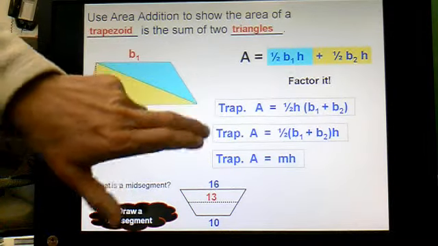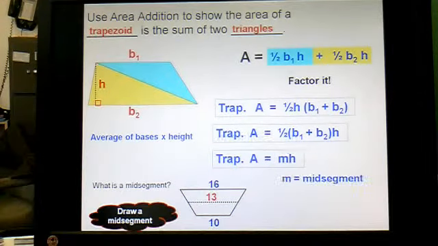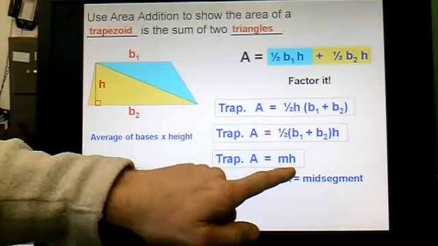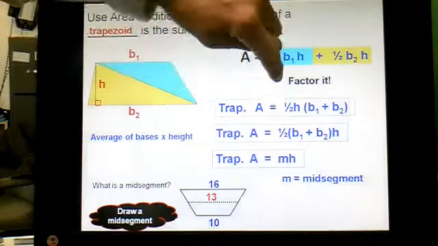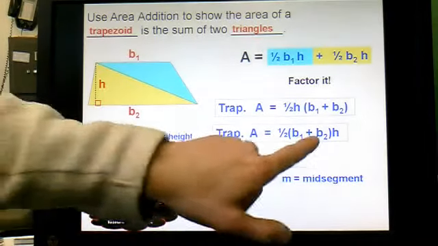So these are the 3 different versions of the trapezoid formula. Mid-segment times height is one of them. That's the simple version. Some people like that. This is your textbook version of it, where you do 1/2 height times the addition of the bases. I like this one, which you can really look at it.